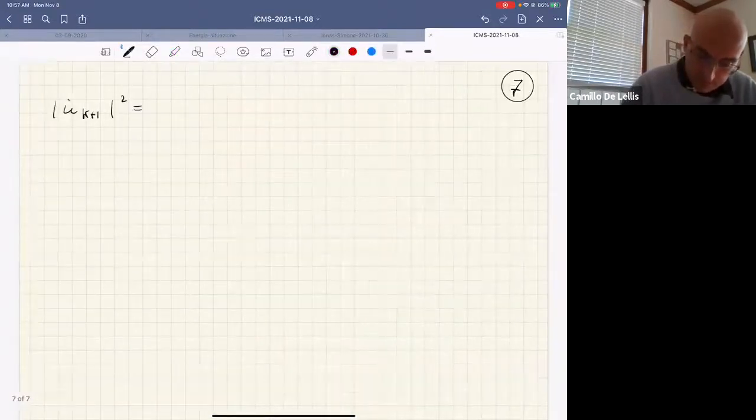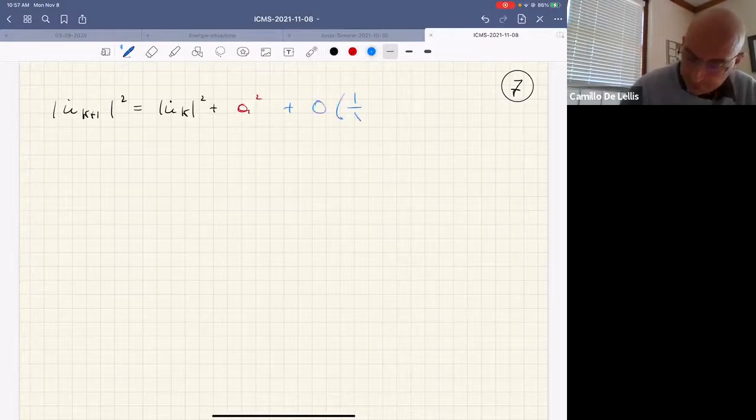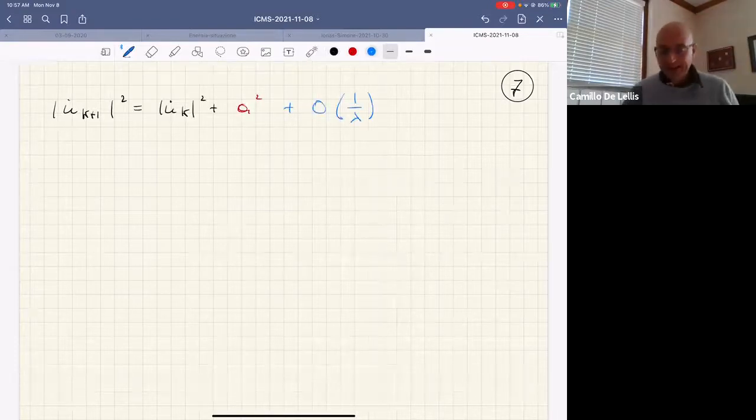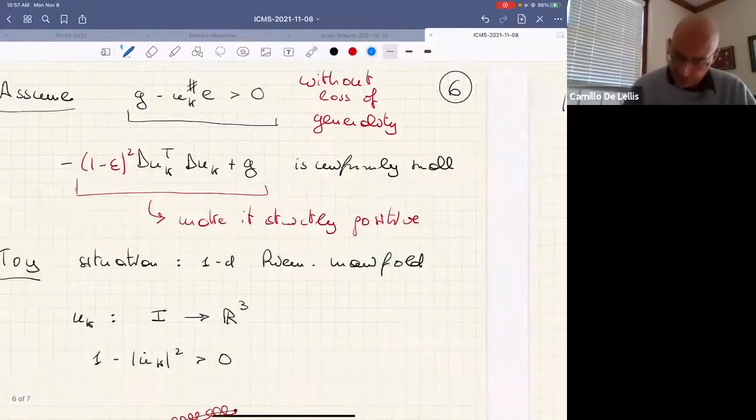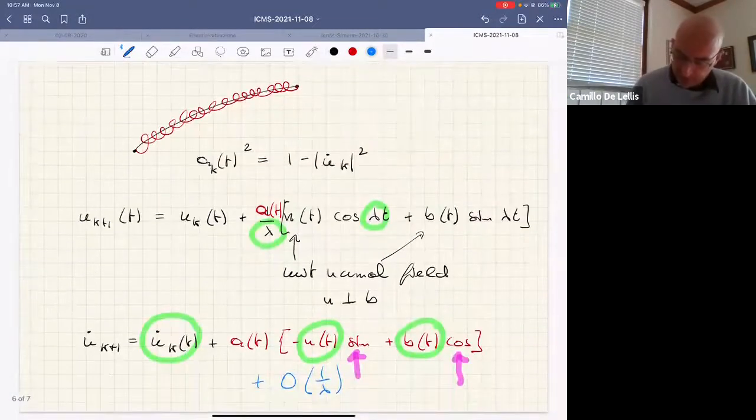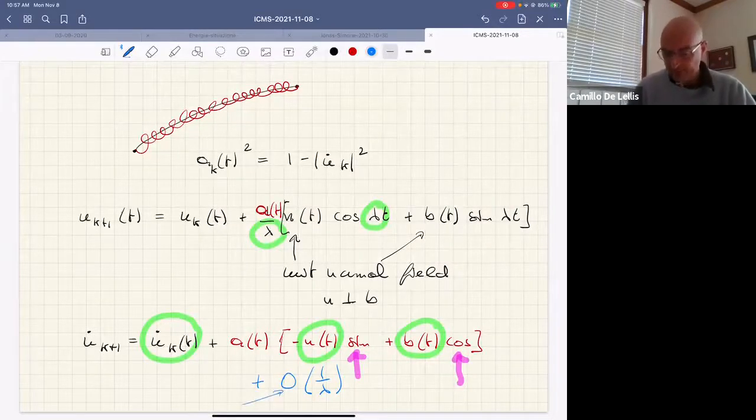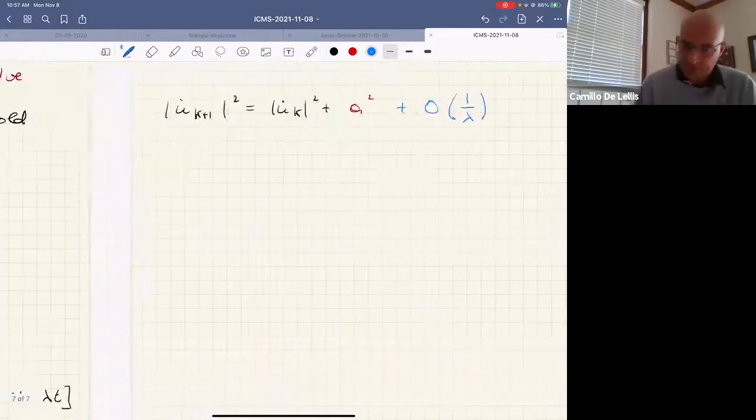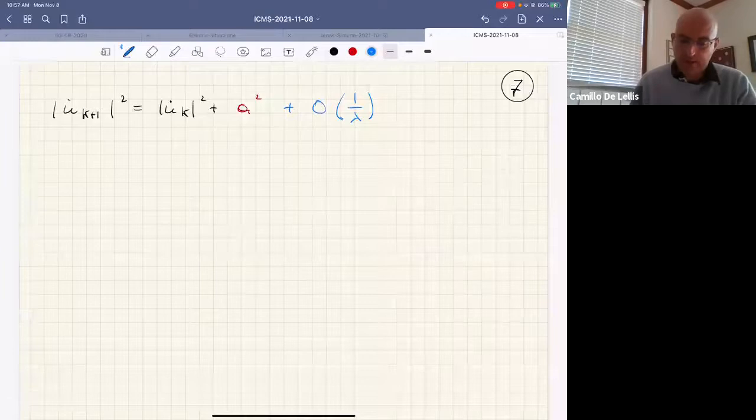Okay, and now this is the computation. Then I have some errors, because of course I need to take into account that there is also this third part of the derivative, but anytime I'm involving this third part, I get a rather small number. Let me just summarize this with this big O of 1 over lambda.